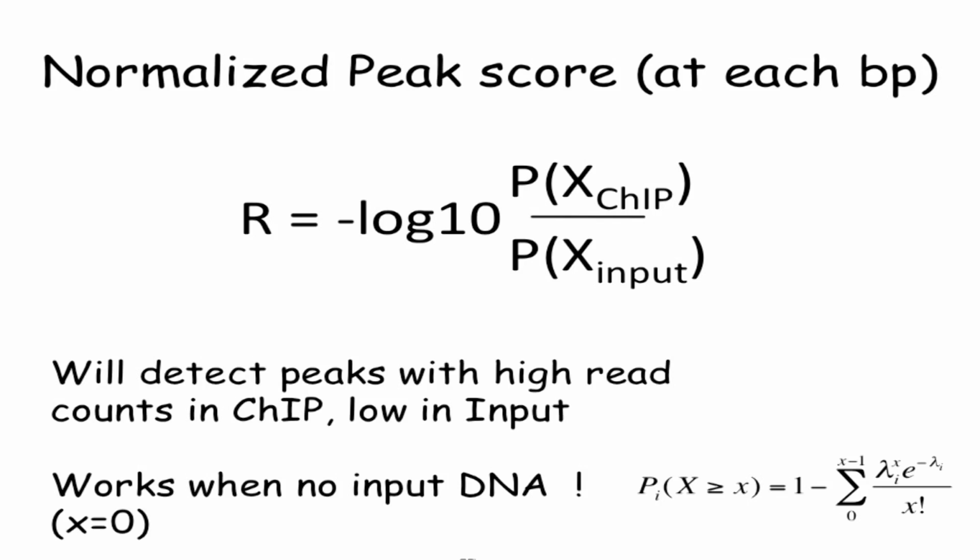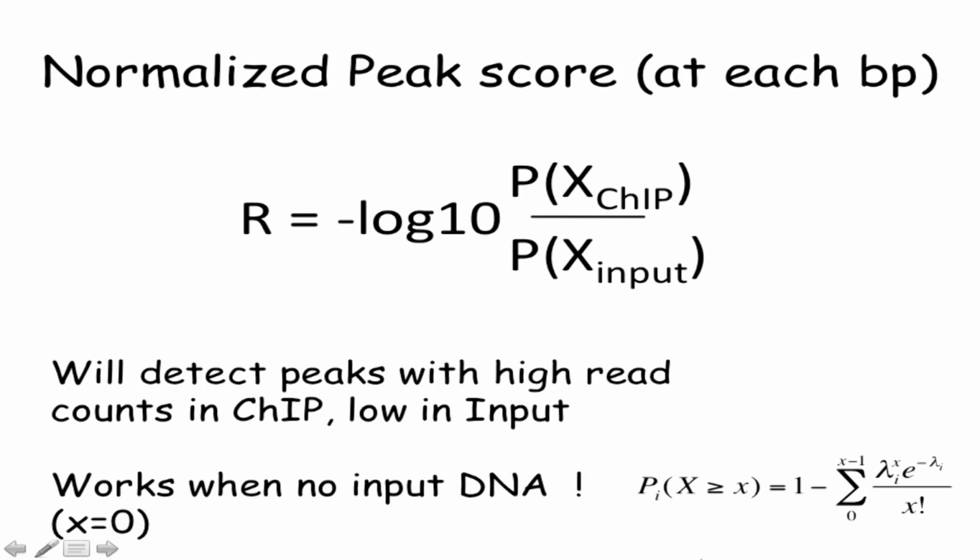If you didn't do input DNA sequencing, and basically your read count in input DNA is 0, right? If you were to feed the 0 into this function here, you have x equals 0 here. So you feed this into this function, you have a sum here. So you go from 0 to x minus 1, which is basically you never enter this function here, and that gives you a p-value of 1, right?